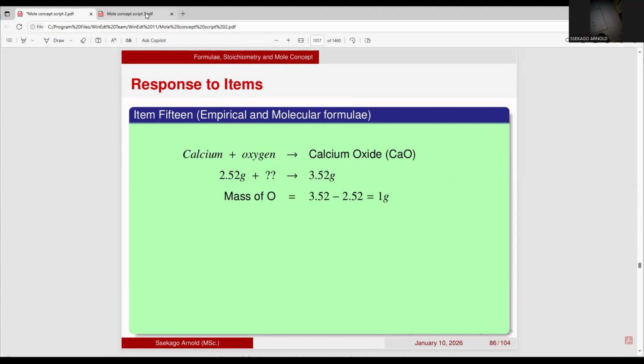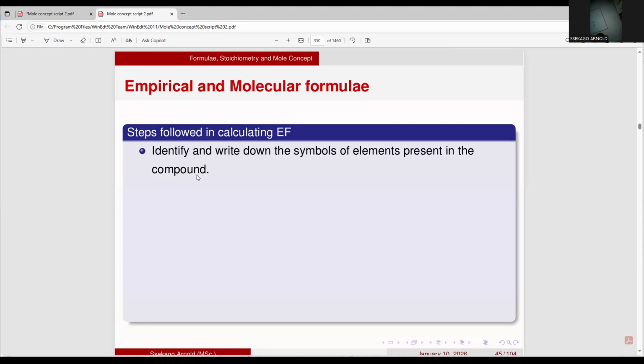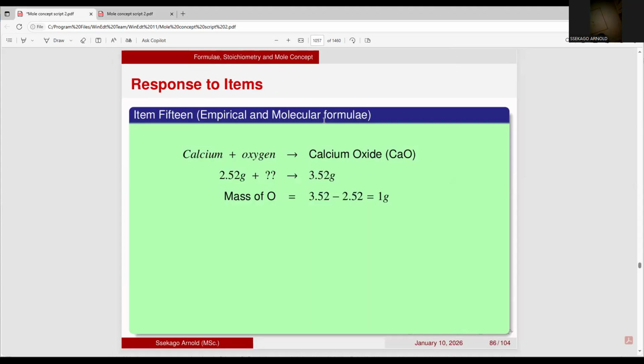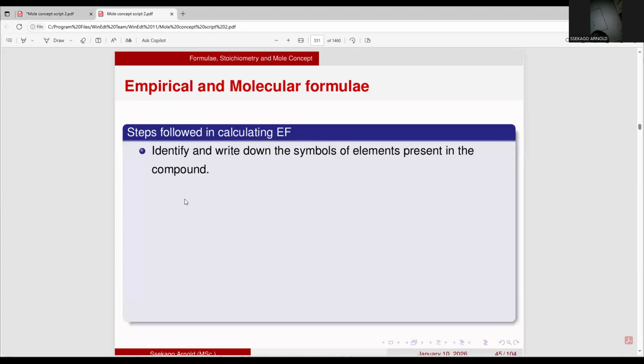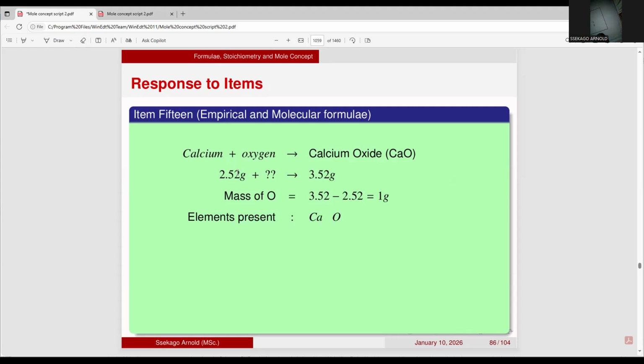Now I apply my rules. Do not forget these steps. Step 1: identify and write down the symbols of elements present in the compound. I have identified the elements present in the oxide, and those are calcium and oxygen. Step 2 says write down the percentage composition or composition by mass of each element. We have the mass of calcium as 2.52 grams and the mass of oxygen as 1 gram. Therefore, for the composition of calcium we put 2.52 and for oxygen we put 1.